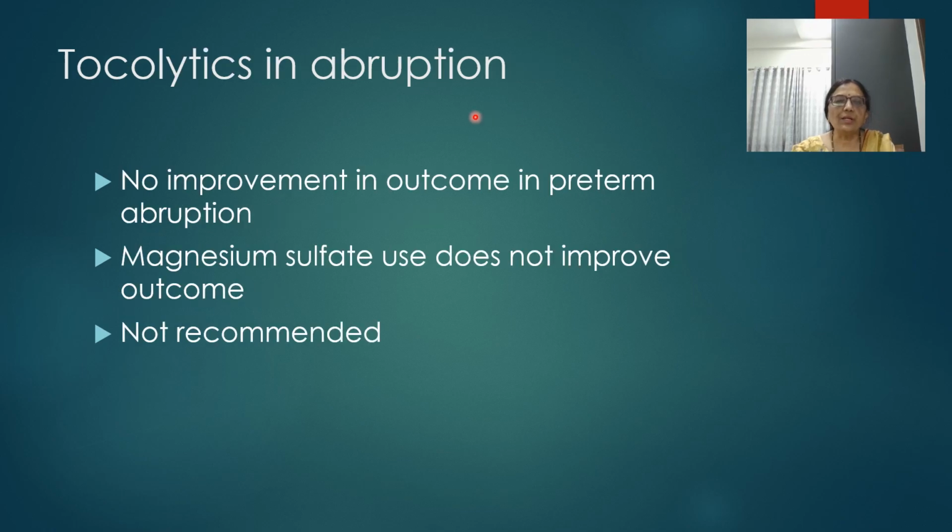Should we be using tocolytics in abruption? There is no improvement in the outcome in preterm abruption with the use of tocolytics. Magnesium sulfate use also does not improve the outcome in patients with placental abruption, and that is the reason tocolytics are not recommended in preterm abruption.